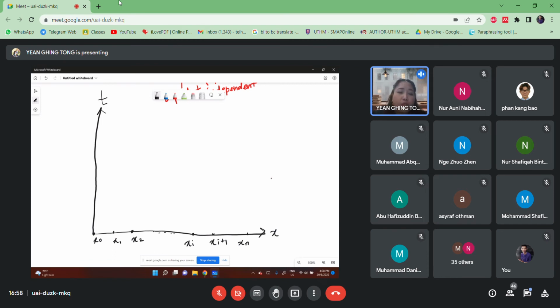For this one, it still starts from t naught, and then this one is t1, this one is t2, and then sampai lah. Let's say this is ti, and this is ti plus 1, and sampai yang kita nak cari tn. So at this point, kalau saya buat grid macam ni.